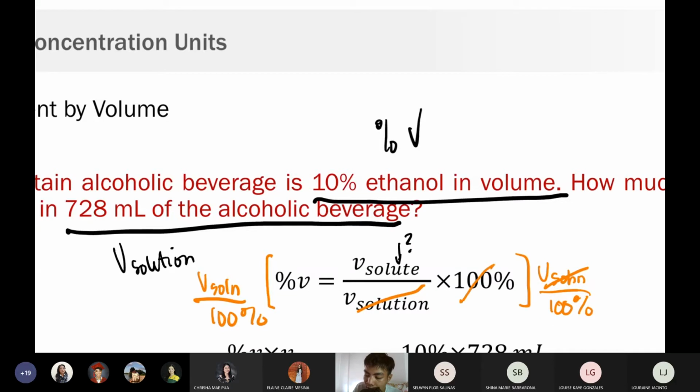Okay, so cancel, cancel, and then you will be left with V solute equals V solution, percent V, and 100%.